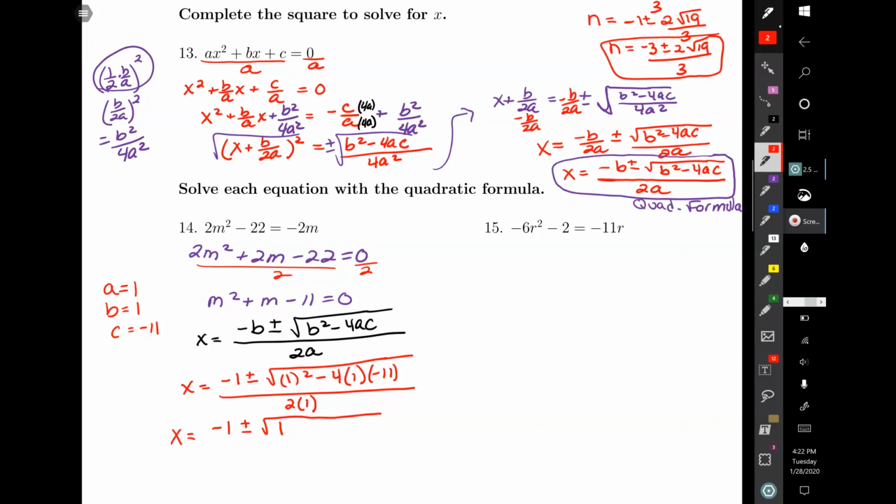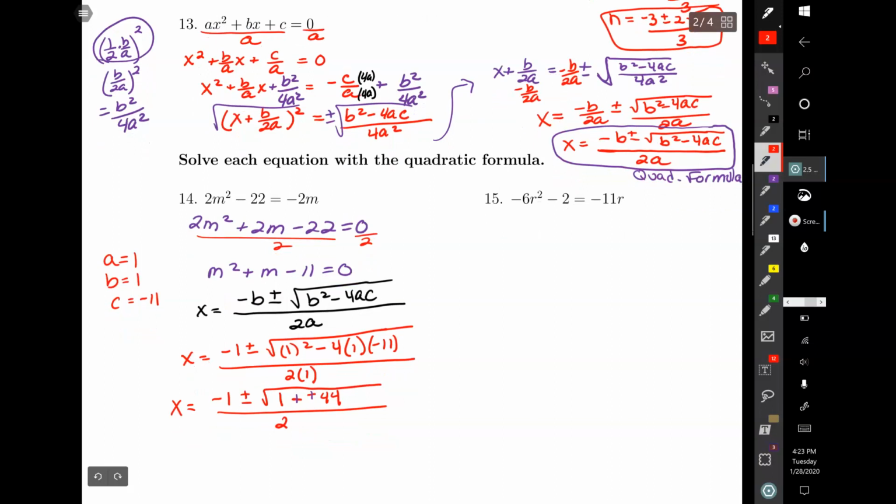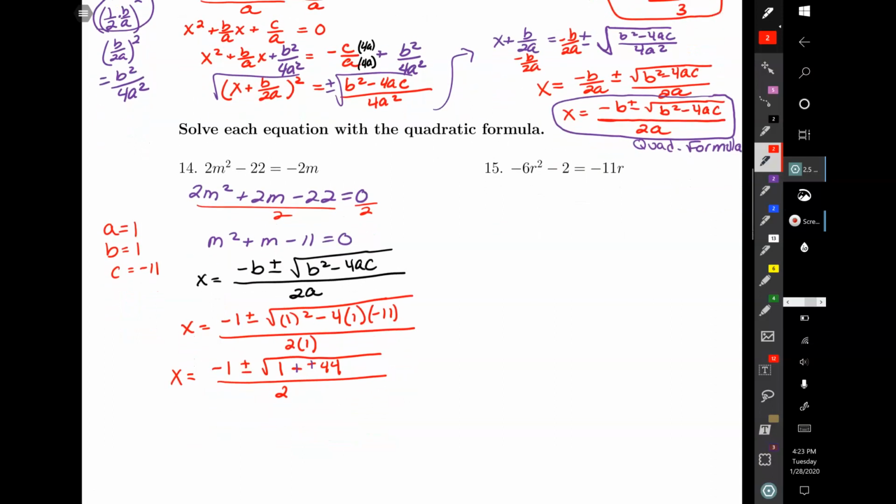And then here's where some people get a little mixed up. We have minus 4 times 1 times negative 11. So it's really like minus negative 44 under there, and two negatives make a positive, so we make those pluses, all divided by 2. And then we're going to simplify that.